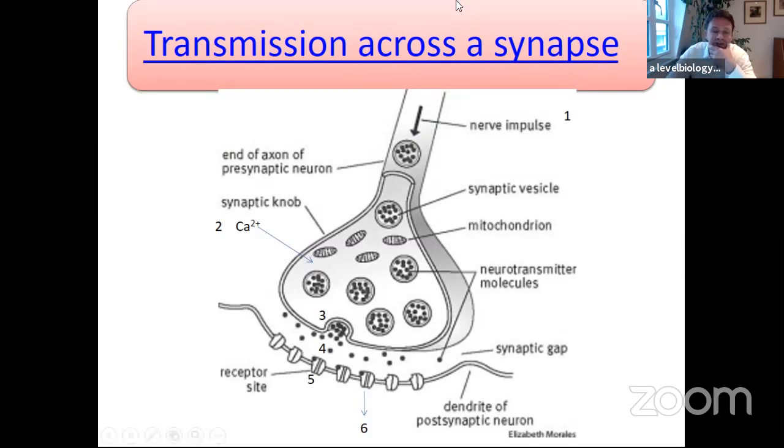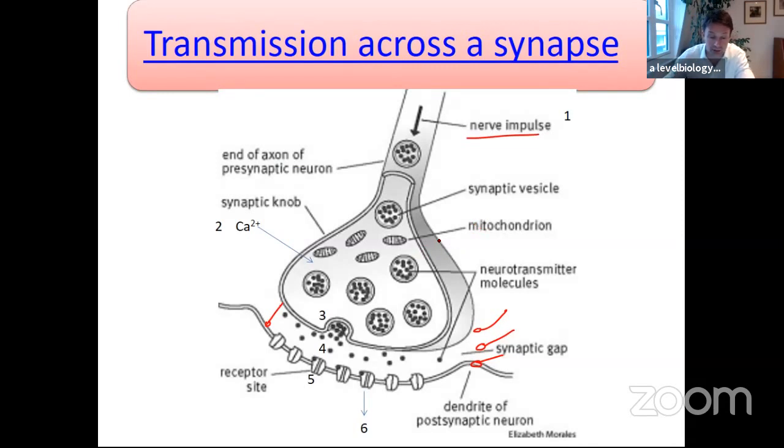Right, let's look at a synapse. With a synapse, you've got a change from an electrical signal to a chemical signal to another electrical signal. A synapse is a connection between two neurons. We've got the arrival of an action potential at the presynaptic neuron.